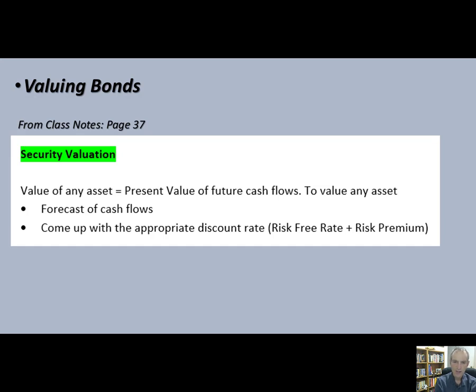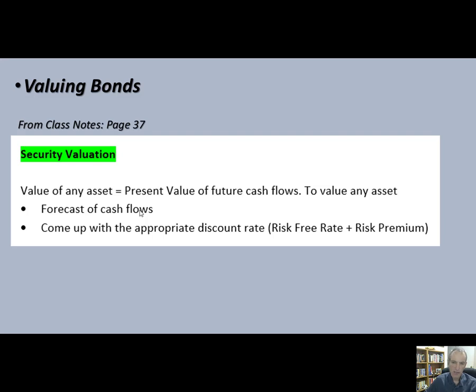But we can value stocks, we can value bonds. What we're going to do is, first of all, forecast those cash flows. For bonds, that's very, very easy because we have a contract, and the bond itself tells us what those cash flows are. As long as the bond doesn't default, we know what the cash flows are.